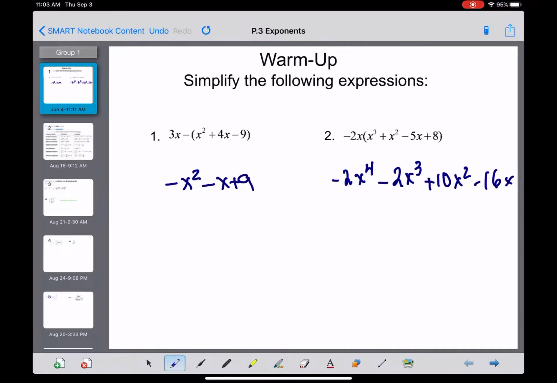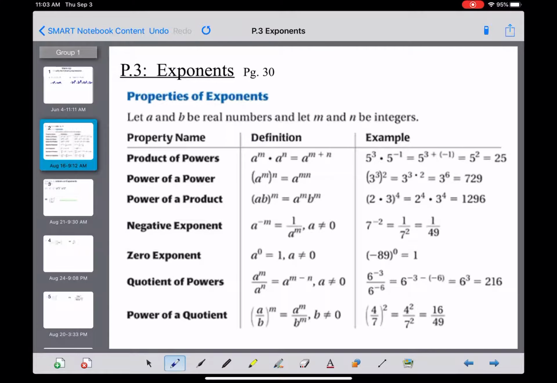Okay, so let's review the rules for exponents. The property name, you don't need to worry about that too much, but this is your definition. So remember, when you have x squared times x to the third, you're going to add the exponents. The reason is that x squared times x to the third means you have x times x, and then you have 3 of them. So that means we have 5 of them. So x to the 5th is what you get when you add up all of those.